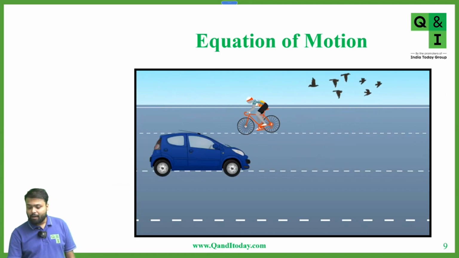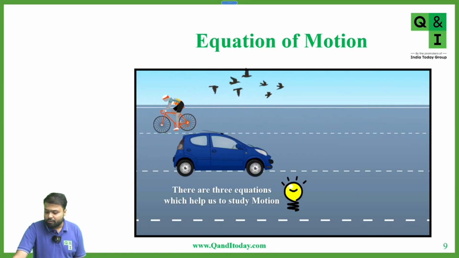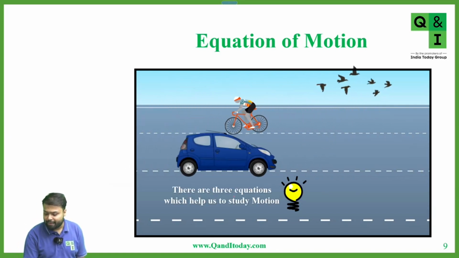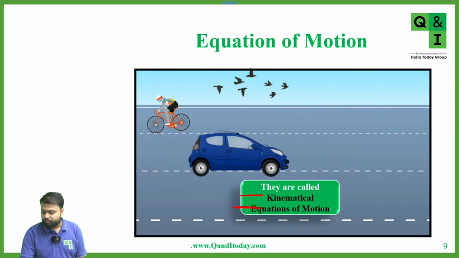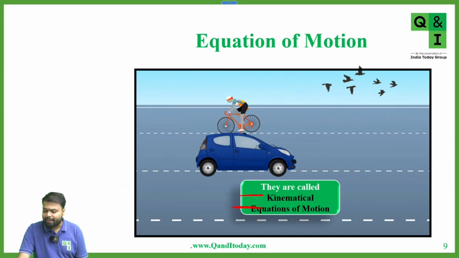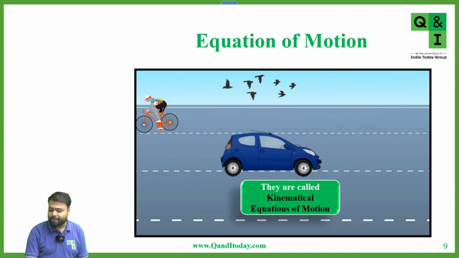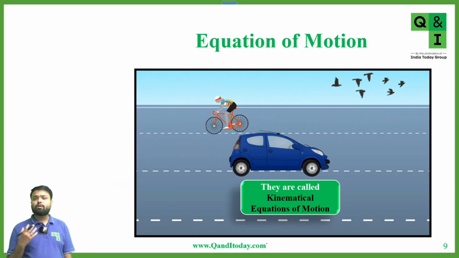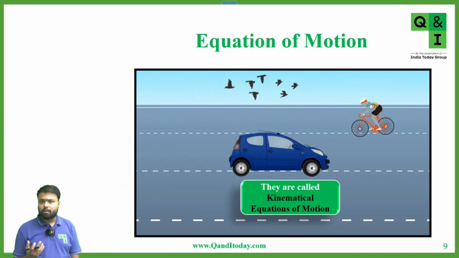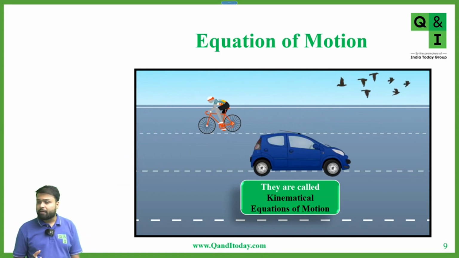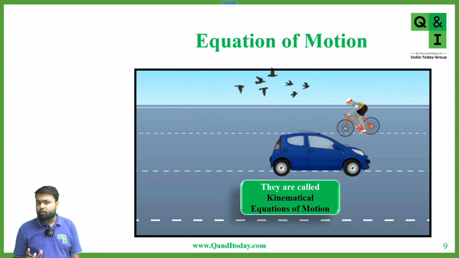Now we'll see what are the equations of motion. There are basically three equations which help us to study the motion. They are called the kinematical equations of motion. Now what is the meaning of kinematical? Kinematics means we don't know what is the cause of the motion. We know the motion, but we don't know the cause of the motion.